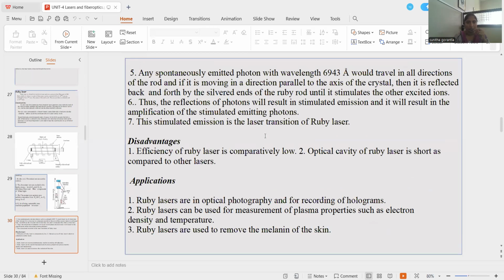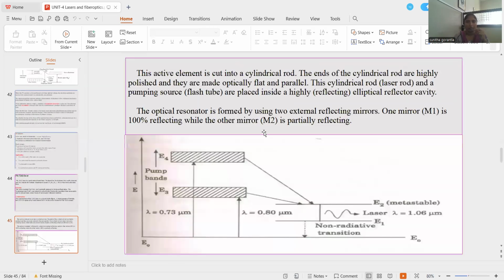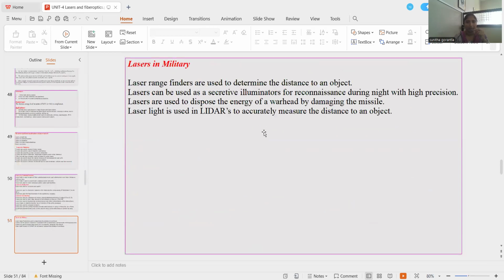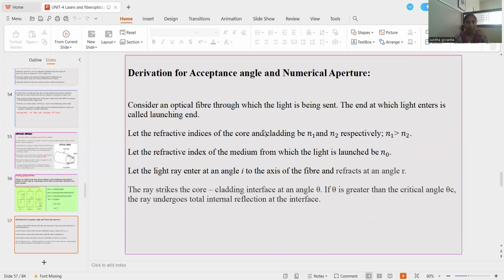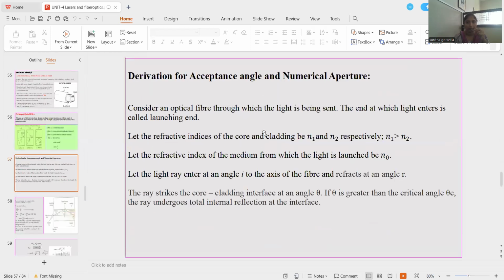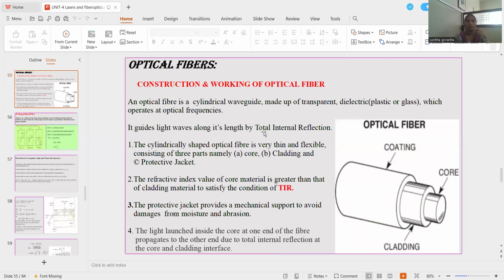Now, what is optical fiber? Optical fiber is a transparent guiding medium or system. Optical fiber is a cylindrical waveguide system which is operated at optical frequencies. It consists of mainly three parts: core, cladding, and protective jacket.